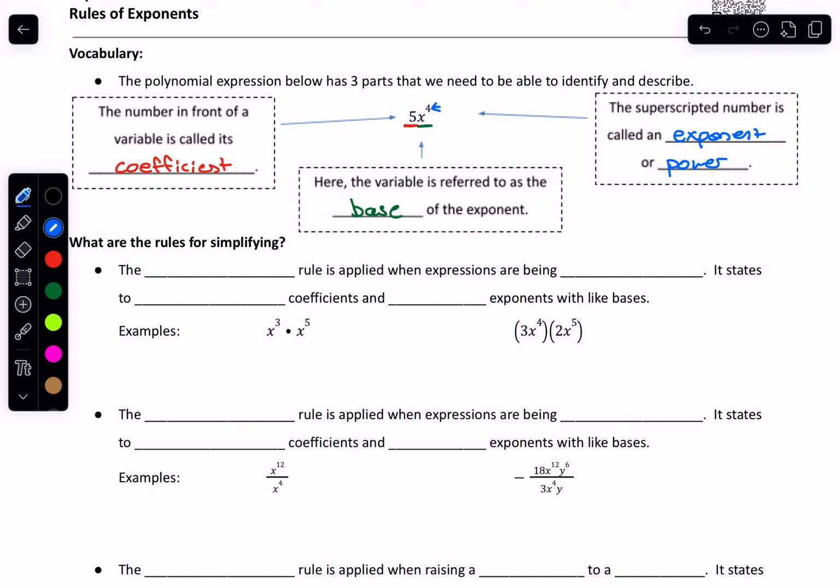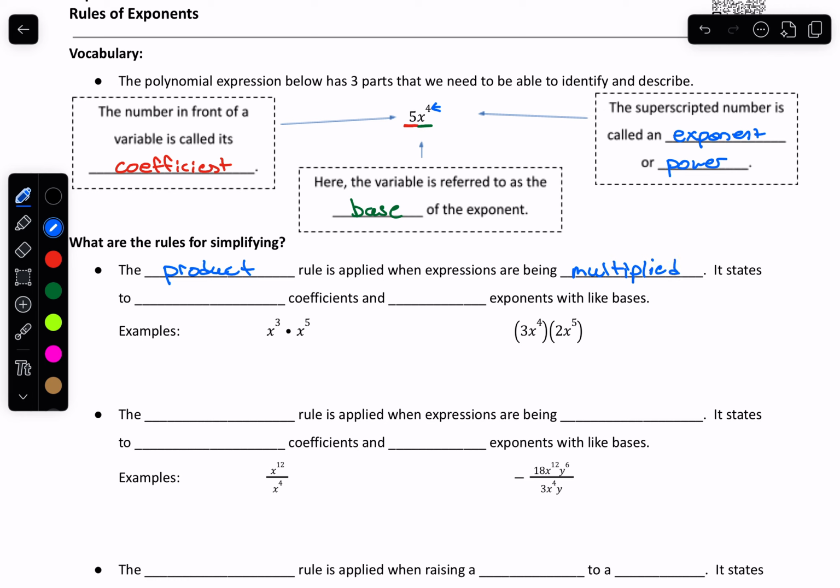Now we're going to be working with these words quite a bit in this lesson, so let's just make sure before we move on: the coefficient is the number in front of the variable, and the power or exponent is the number that is the superscript on top of the base. All right, so now let's talk about the rules. The first rule we're going to talk about is called the product rule. And the product rule is applied when expressions are being multiplied together.